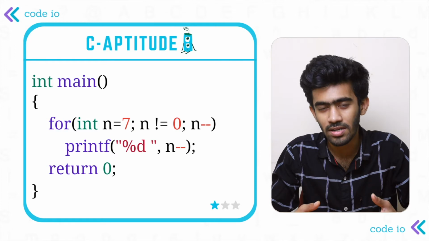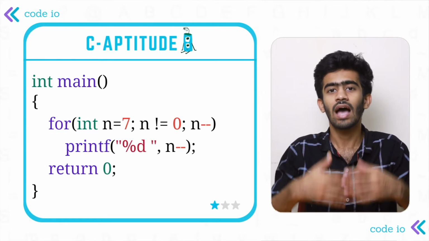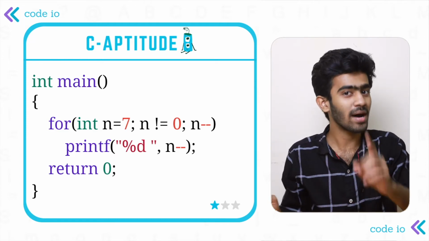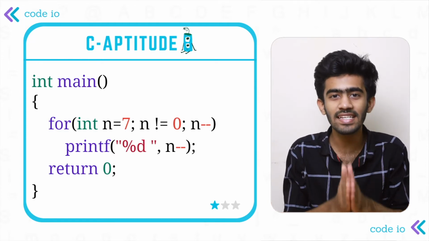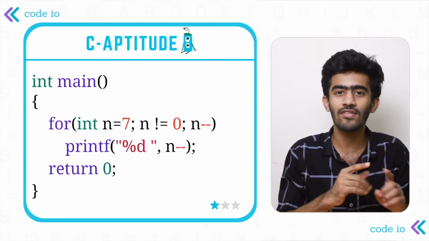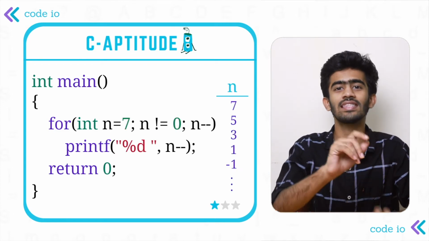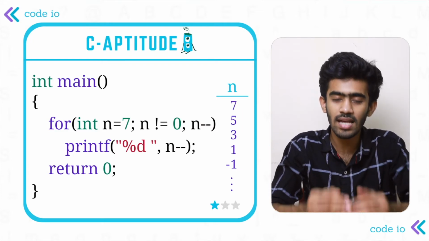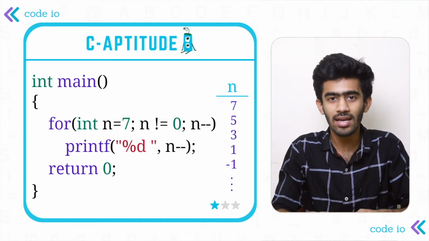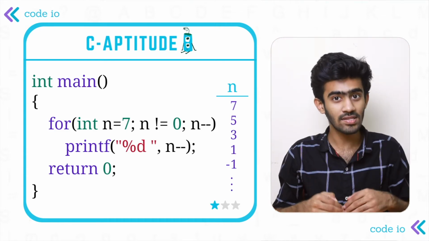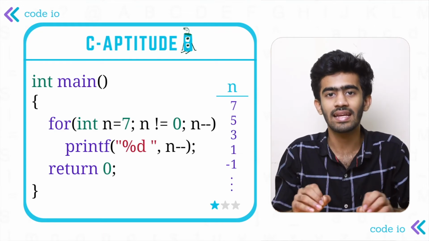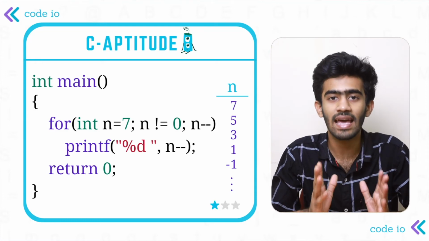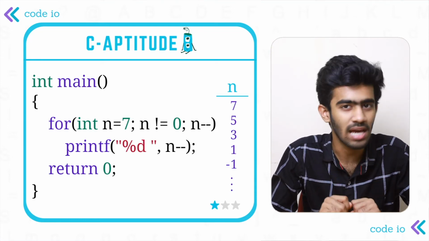So the value of 3 would be printed and then 1 and then minus 1, and it goes on till minus infinity. But we'll never reach the condition where the value of n is 0. And that is why the answer to this question would be an infinite loop. As you can see here, the starting value of n is 7 and then it became 5 and then became 3, 1, minus 1. It skipped 0, right? And that is where this condition fails. So this would give us the output of an infinite loop. So that would be our answer.